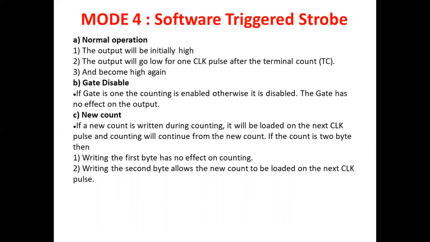The gate is always high for this mode of operation. When the counter is loaded with the count value, the counter starts counting as soon as the count value is loaded into the counter register. It triggers the generation of the strobe. Therefore, this mode of operation is known as software trigger. When the counter content becomes 0, the output will be low for 1 clock period. Thereafter, the output will remain high.